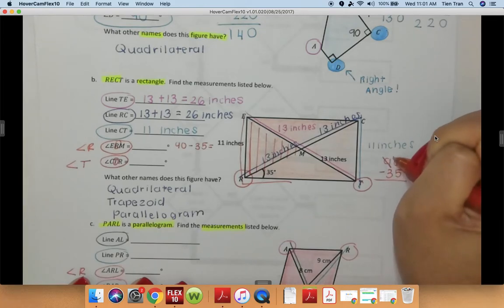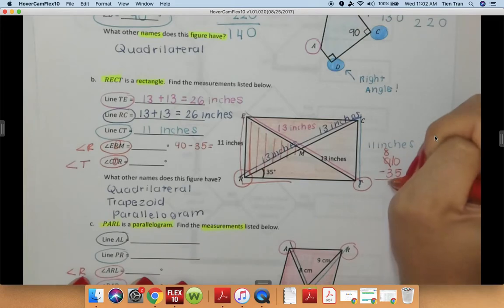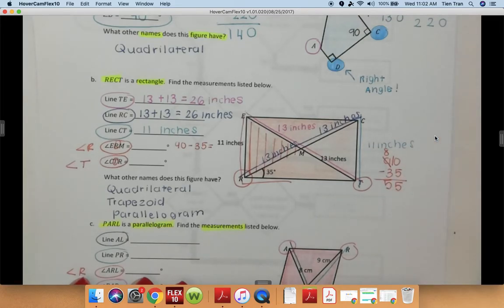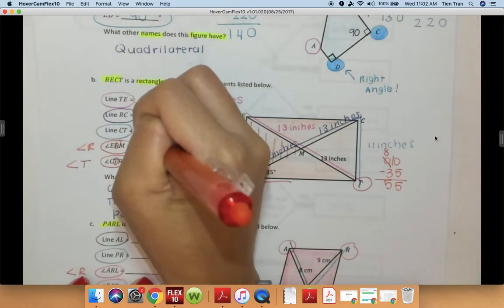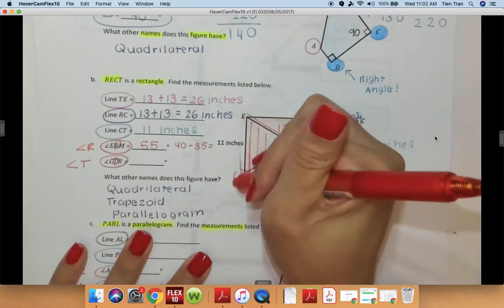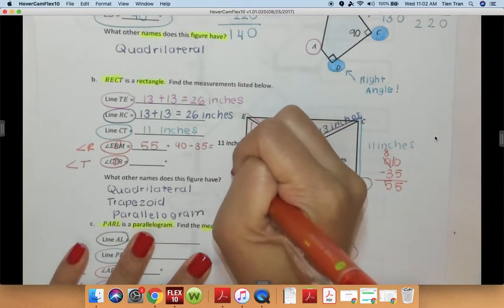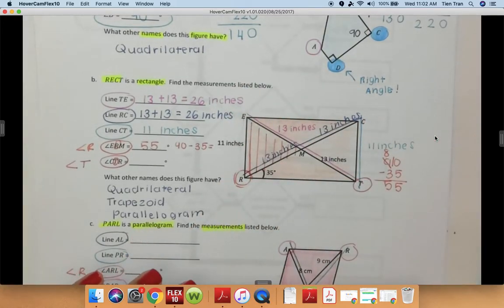I know that 10 minus 5 is equal to 5. And 8 minus 3 is equal to 5. So I get 55 degrees. And that's what I'm going to write down for angle R. Okay. It's starting to look very messy. But this is angle R. And the whole entire thing is equal to 55 degrees.